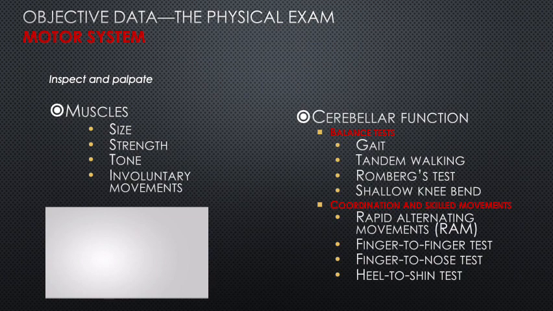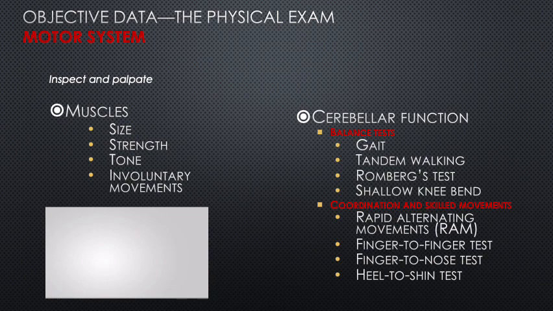Then there's tests of the cerebellar function. First, we test for balance, and this is tested by asking the patient to walk 10 to 12 feet, turn around. We're observing the gait. Is it smooth, rhythmic, and effortless? Then we want to ask the person to walk about 15 inches from heel to heel. This is tandem walking. And normally the person can walk straight and still stay balanced with heel to heel or heel to toe, tandem walking.